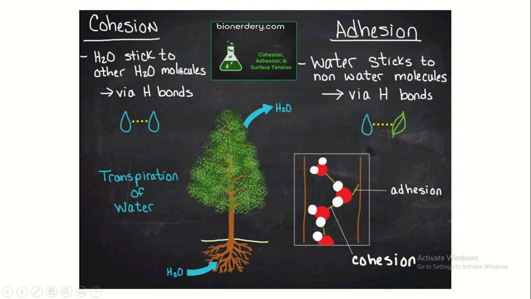You can see clearly in this figure the water being absorbed by the roots with the help of the root pressure, and then it will pull up. Okay, the water will pull up into the upper parts of the plants with the help of the cohesion between the water molecules, and also the adhesion between the water molecules and the plant cell walls.